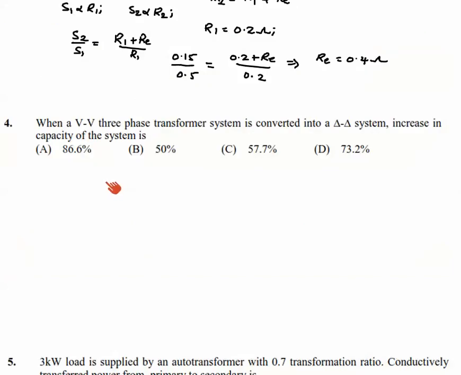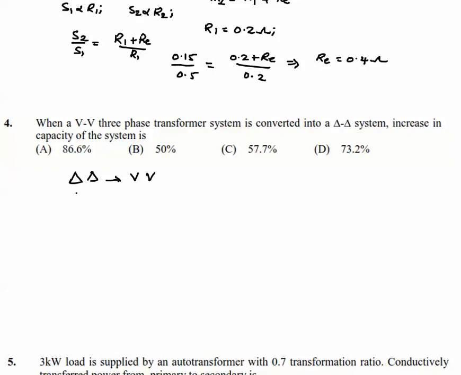The next question here: when a VV or open delta three-phase transformer system is converted into a delta-delta system, the increase in capacity of the system is. Normally when we have a delta-delta system getting converted into an open delta system.